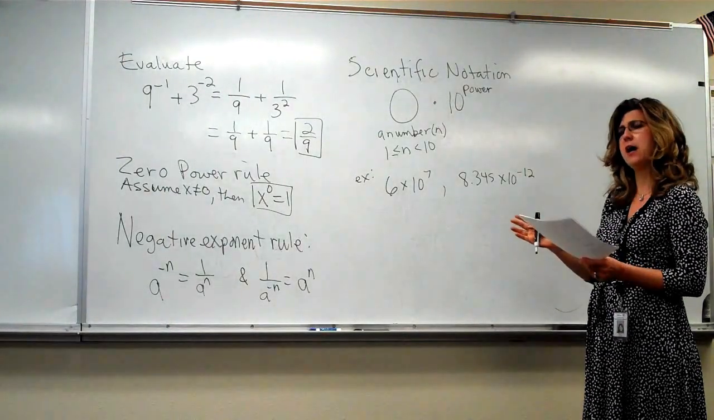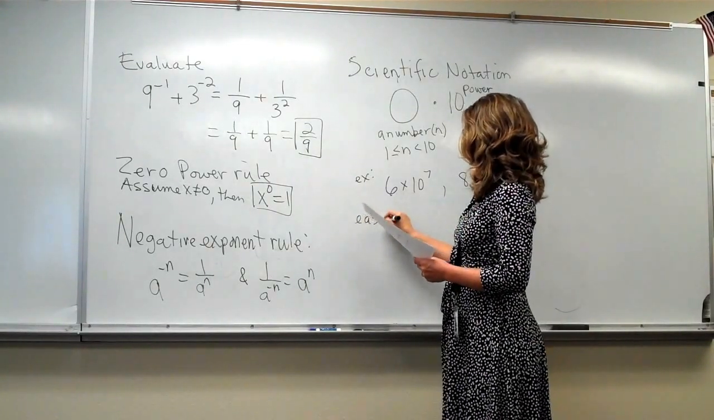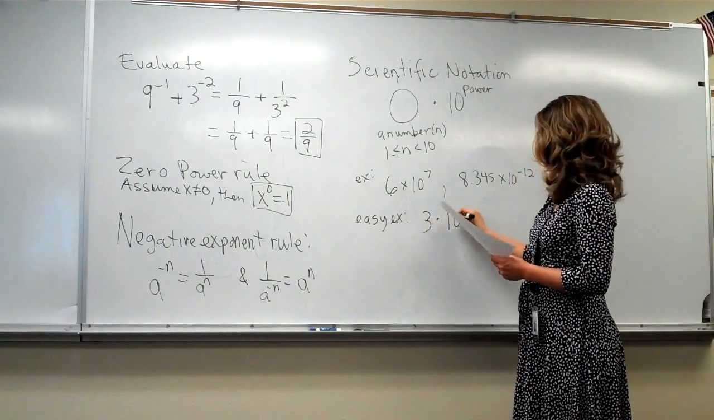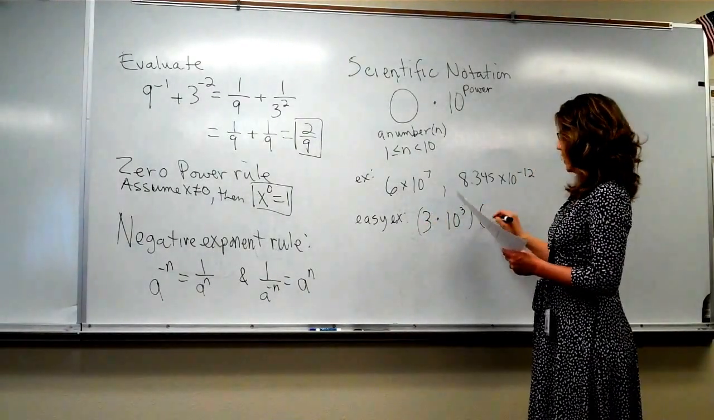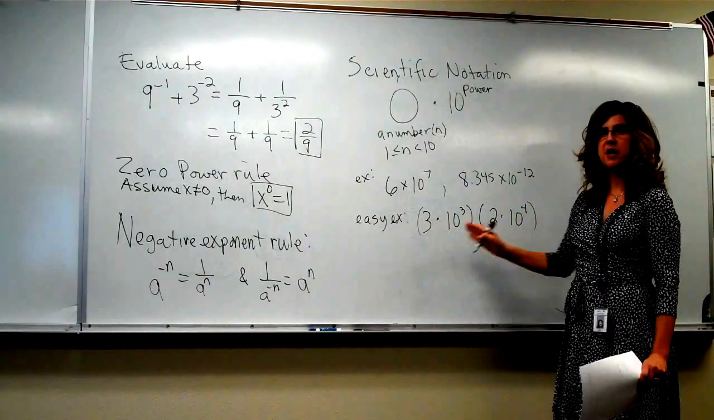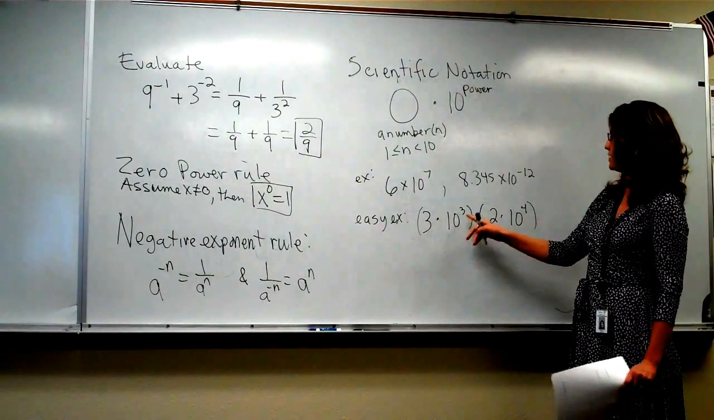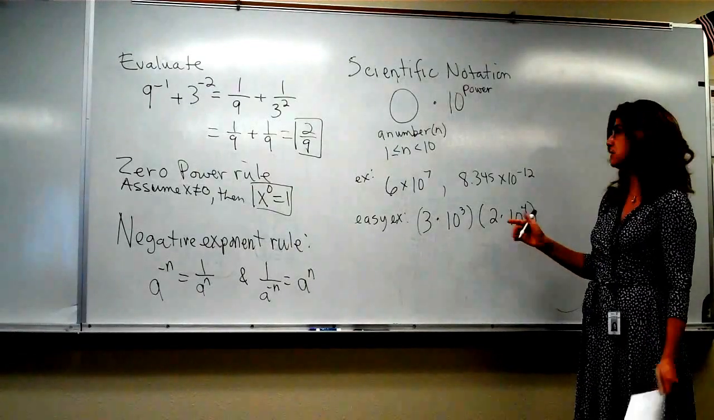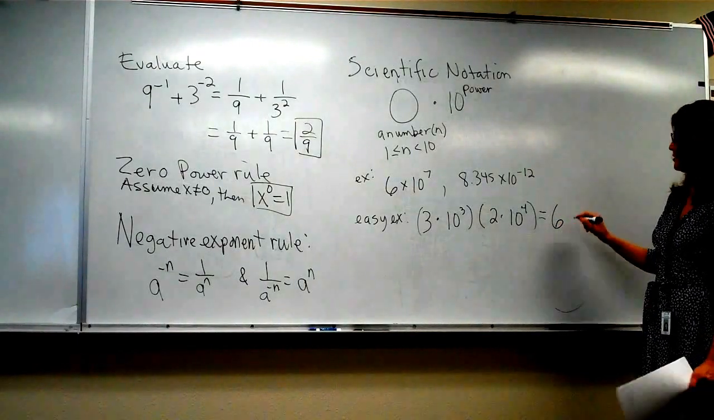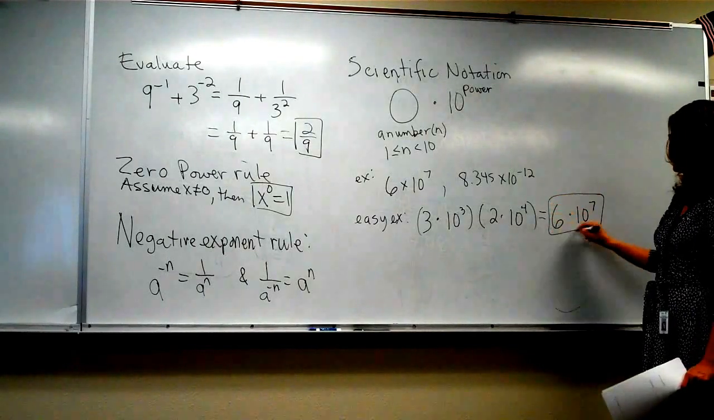Well, usually we multiply and divide numbers in scientific notation. So let's look at an easy one. Suppose that we have 3 times 10 cubed times 2 times 10 to the 4th. All we're going to do is multiply number times number, and then we're going to multiply the exponential numbers using the product rule, where we have 10 to the 3 times 10 to the 4 is 10 to the 3 plus 4. So this will give us 6, because 3 times 2 is 6, times 10 to the 3 plus 4, which is 7. And this is the answer.